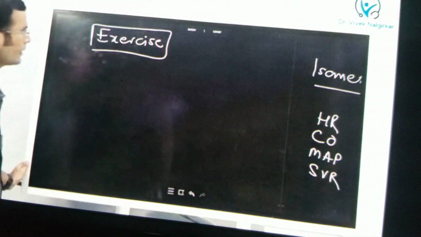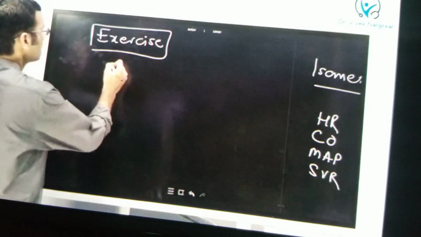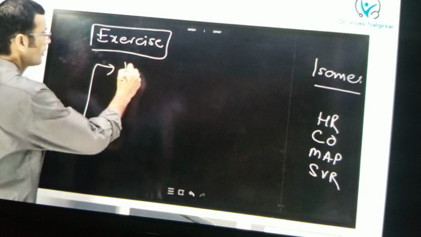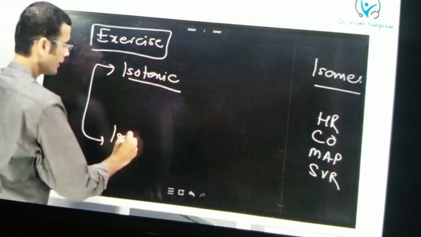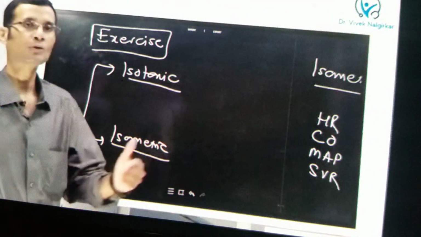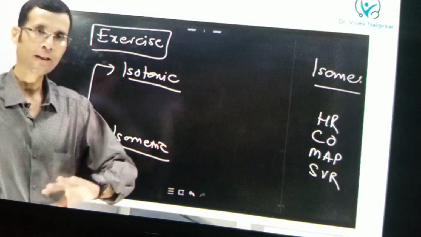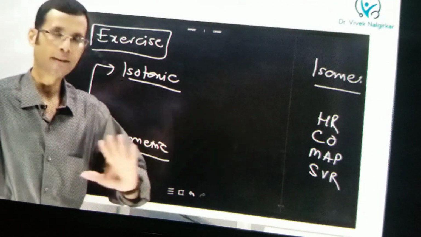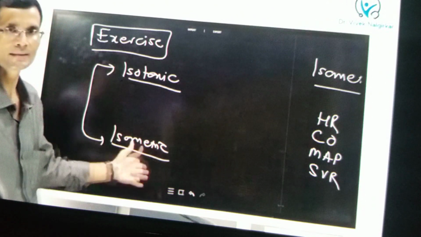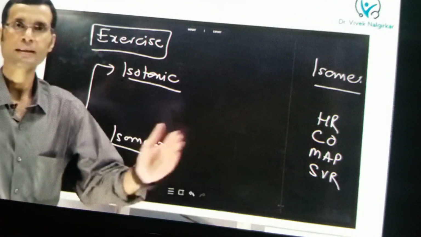Let's try to understand the cardiovascular changes during exercise. Let's first understand the exercises. There are two types of exercises. One is called isotonic exercise, the other one is isometric exercise. If you remember our discussion on muscle, there are two types of muscle contractions, isometric contraction and isotonic contraction. Isometric contraction means sustained tension developed, but there is no shortening of the muscle, no change of length, remaining the same.